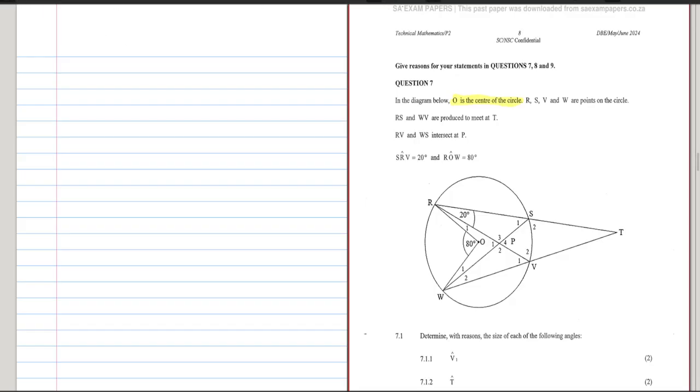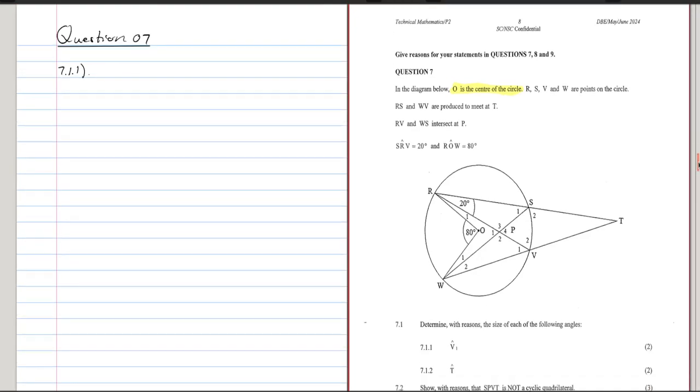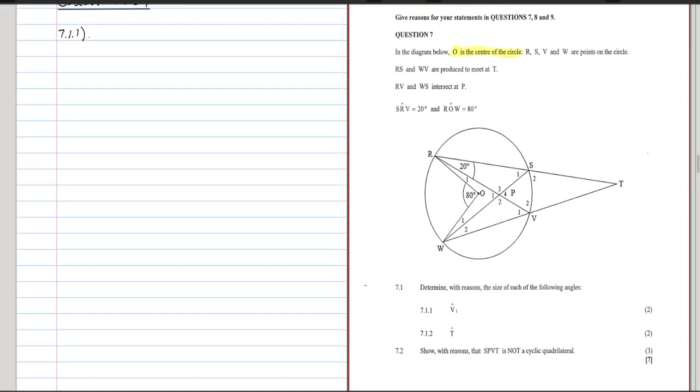Okay, so going back to writing, this is question 7. Finally, we are doing something different from trigonometry. It was getting too much now. Okay, so we have question 7.1.1. I'm not going to divide the page this time. I think we don't have a lot of questions and the calculations are not that big for this one. So we want V1. V1 is this angle right here.